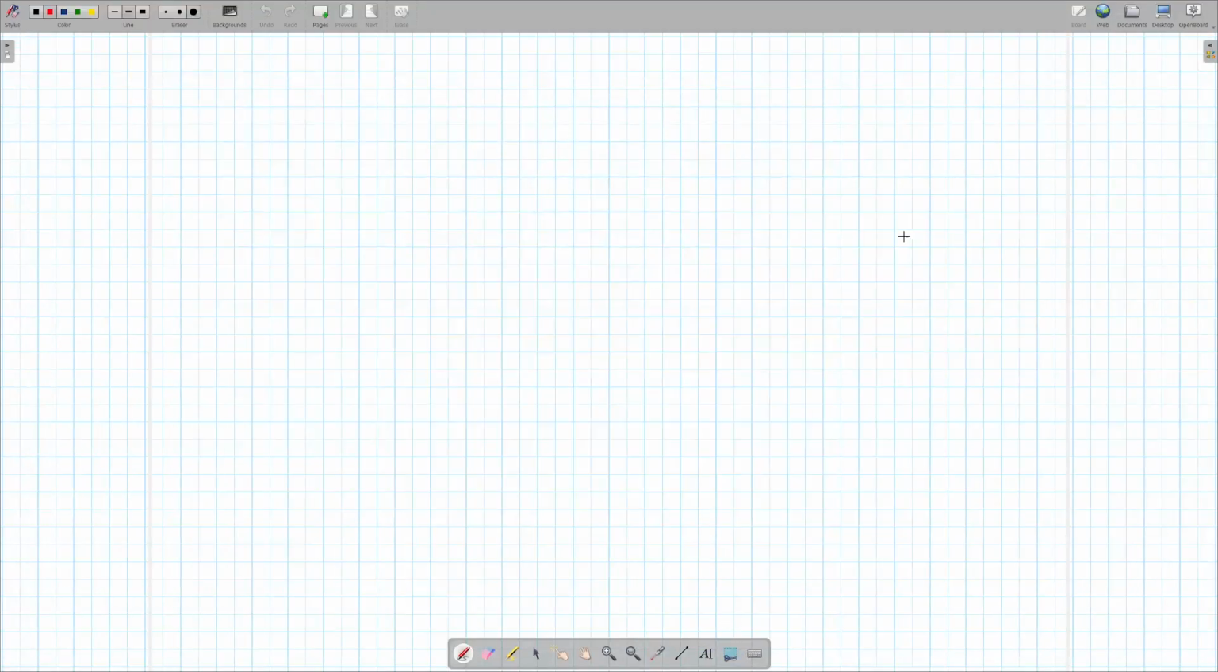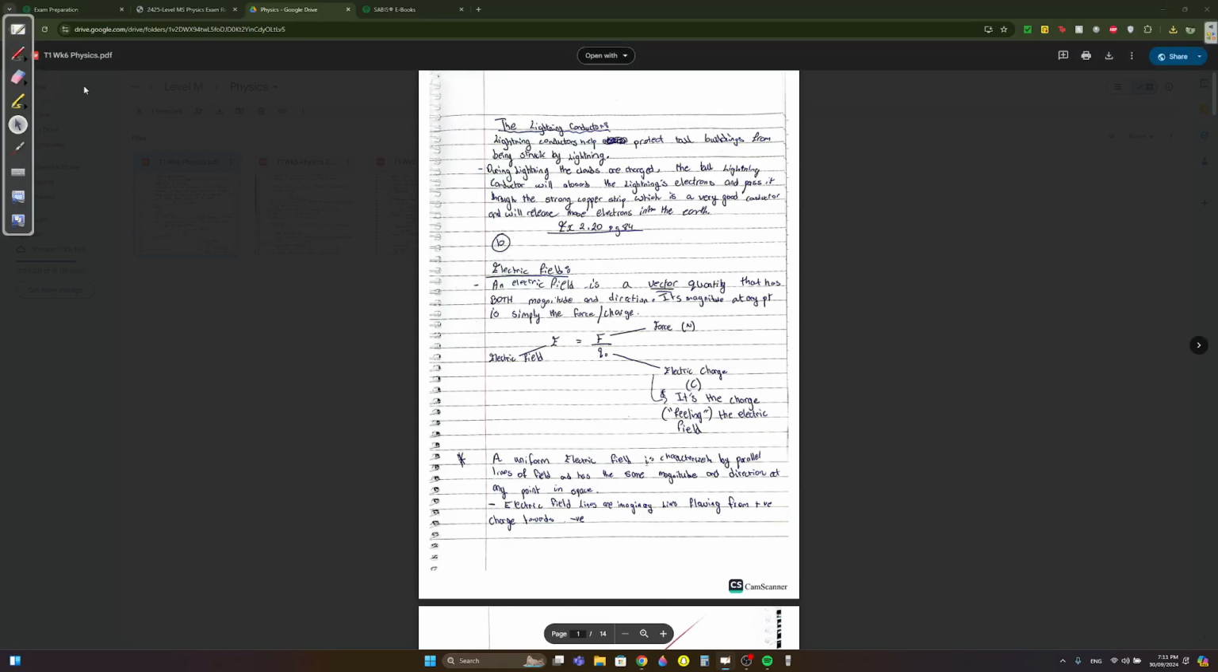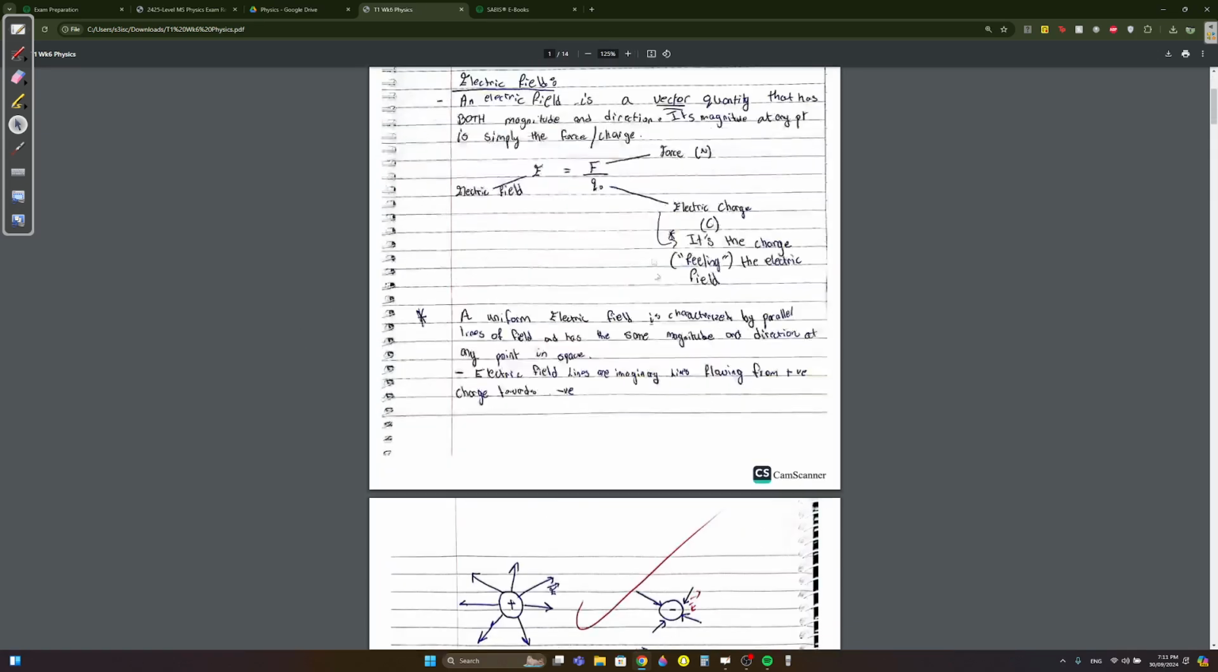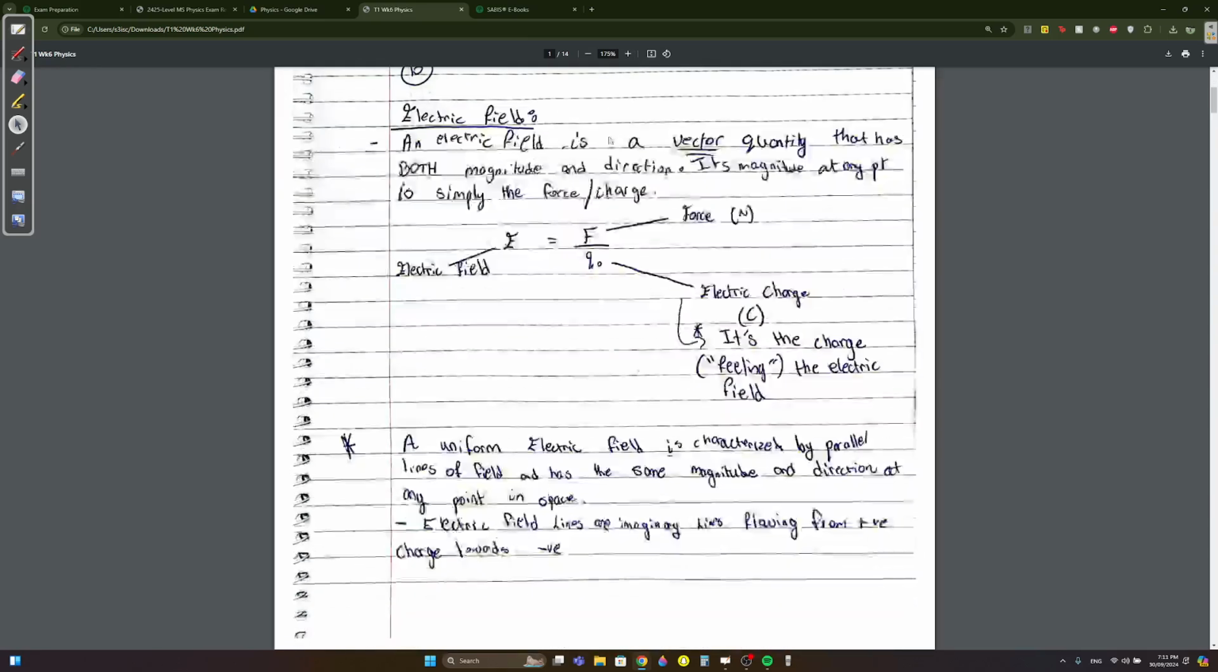Okay, this is term 1, week 6, physics CA. Did I download this? Yes. Okay, 14 pages. I'm gonna go through it very, very fast because honestly it's very, very easy. Mostly formulas. Okay, first thing, electric field.